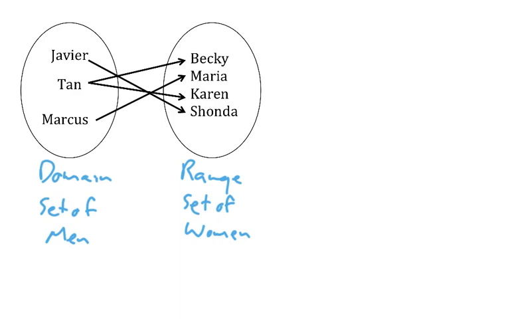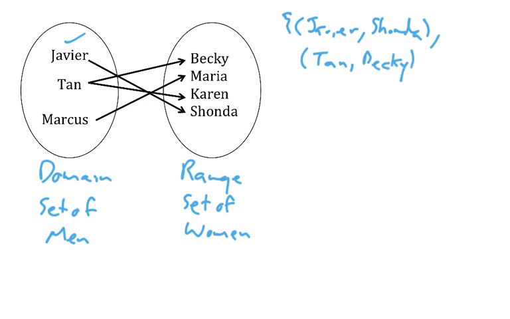So looking at the arrows and thinking about the ordered pairs that are created here, we have Javier is dating Shonda. We have Tan is dating Becky. And the fact that there's a second arrow there tells me that Tan is also dating Karen. I sure hope Becky and Karen don't meet each other. And finally, we see that Marcus is dating Maria.